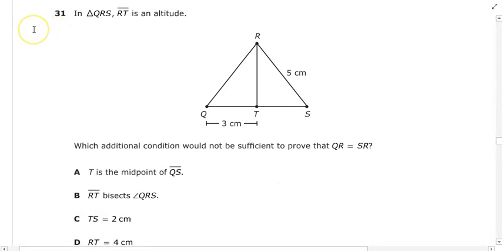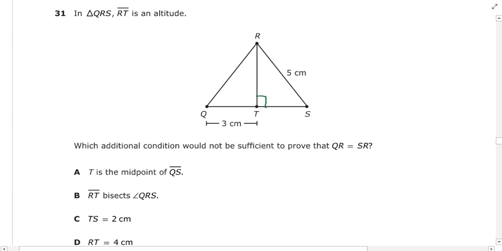On question 31, we have triangle QRS. It tells us segment RT is an altitude. Obviously, we need to know what an altitude is. The property of an altitude is basically the height of a triangle. It goes from one vertex and is perpendicular to the opposite side. So we should be able to draw in the only property we know for sure about an altitude.